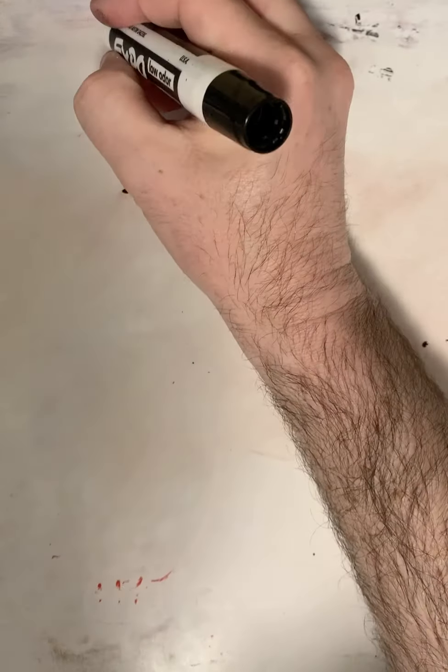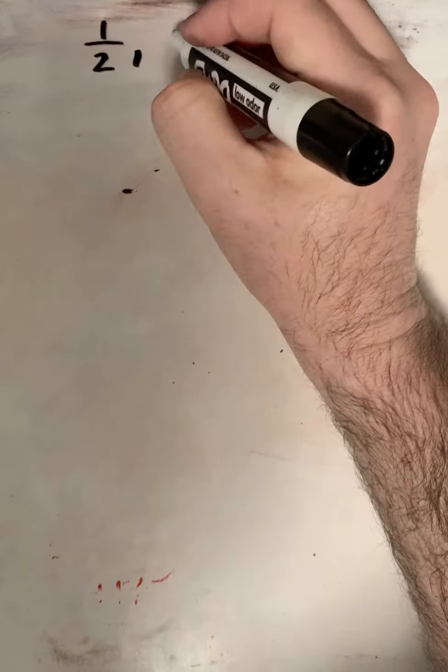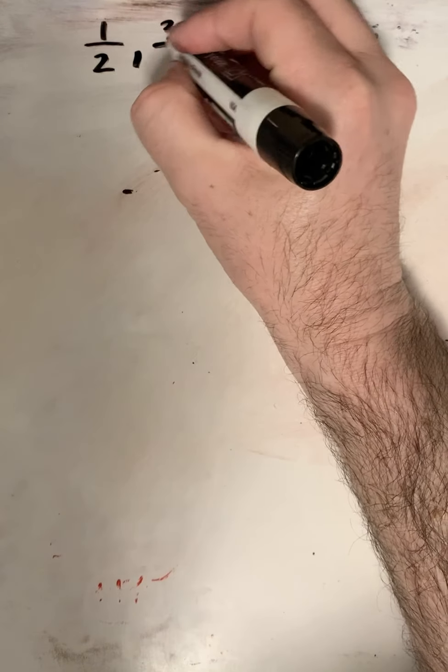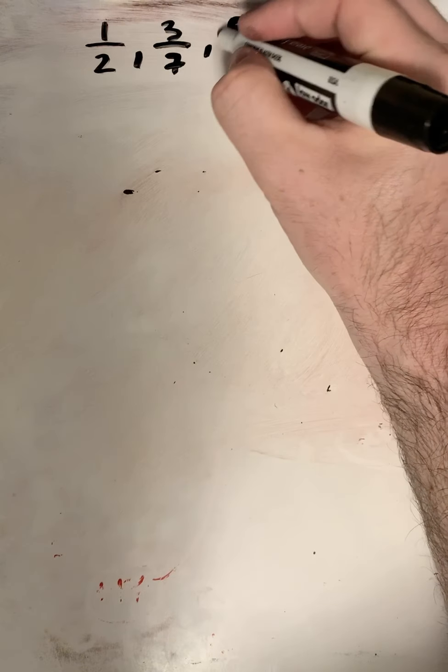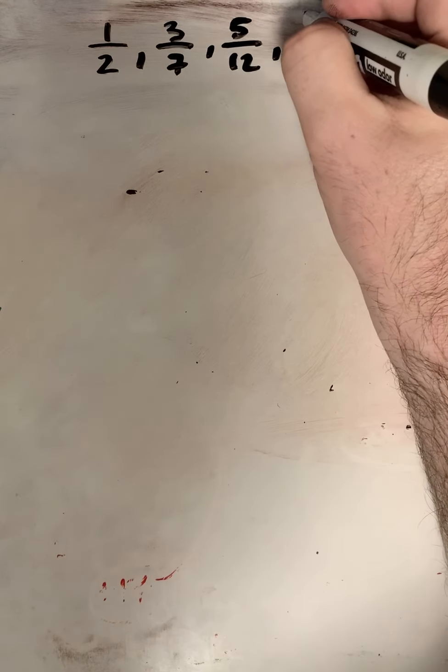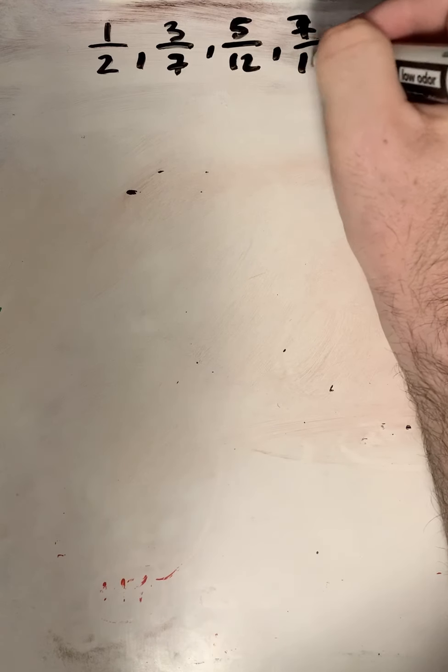Okay, so step one of our thinking section is going to be looking at fractions. What if we're given a pattern of numbers that are fractions? So we have 1/2, 3/7, 5/12, and let's say 7/19.